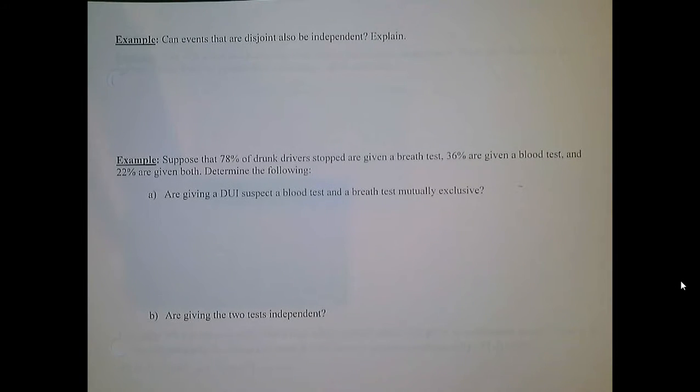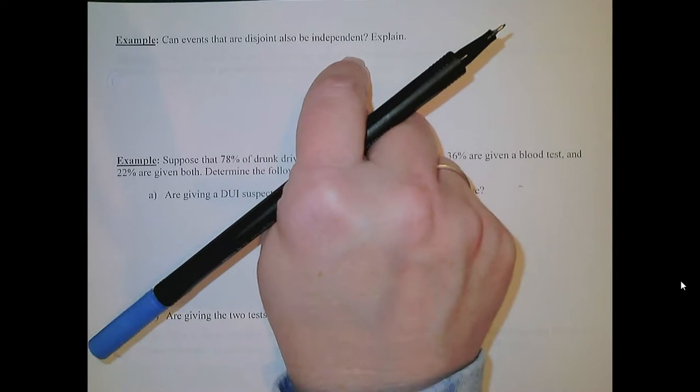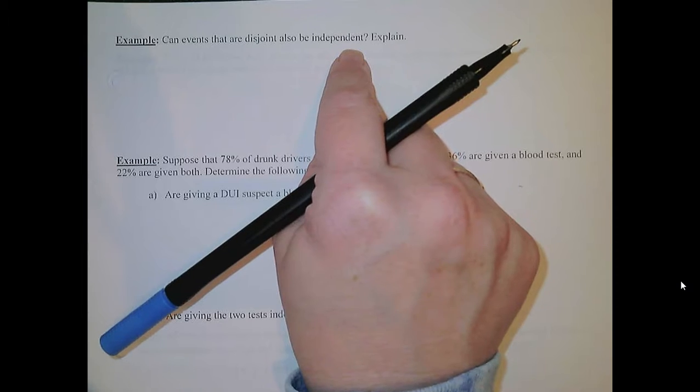Okay, let's go ahead and move on to our next example. In this one, they just asked us the question, can events that are disjoint also be independent? This is kind of an interesting idea, the idea of disjoint versus independent, because a lot of times people get those two things confused with each other, and they're not the same. So if an event is disjoint, can it be independent? Or if you know events are independent, can they be disjoint?